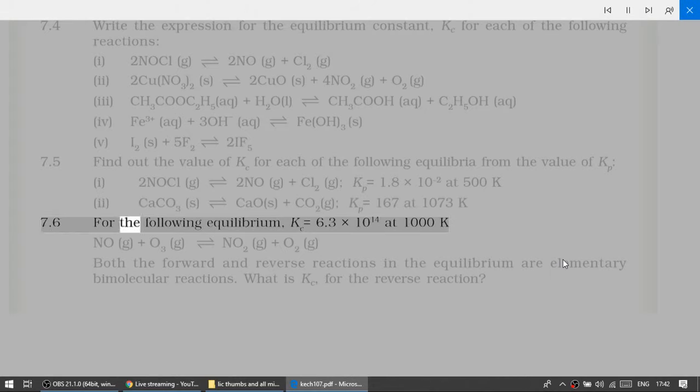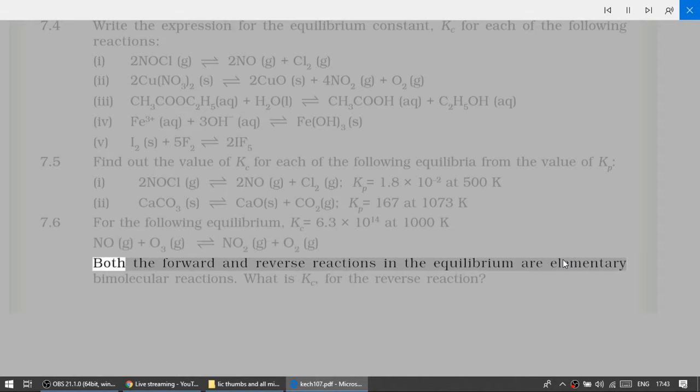7.6 For the following equilibrium, Kc = 6.3 × 10^14 at 1000 K. NO(g) + O3(g) ⇌ NO2(g) + O2(g). Both the forward and reverse reactions in the equilibrium are elementary bimolecular reactions. What is Kc for the reverse reaction?